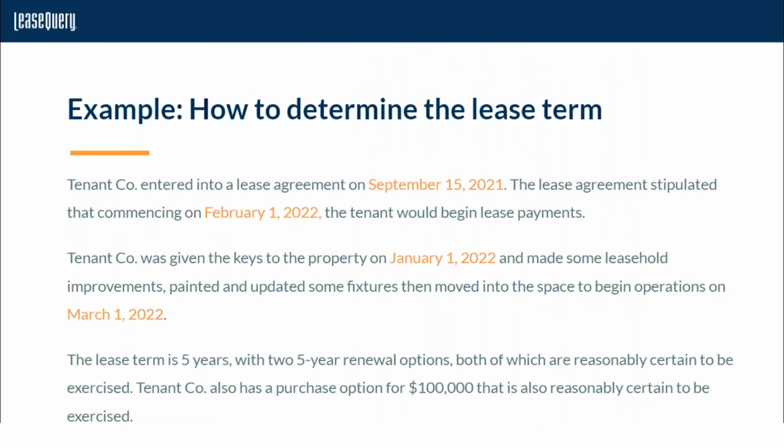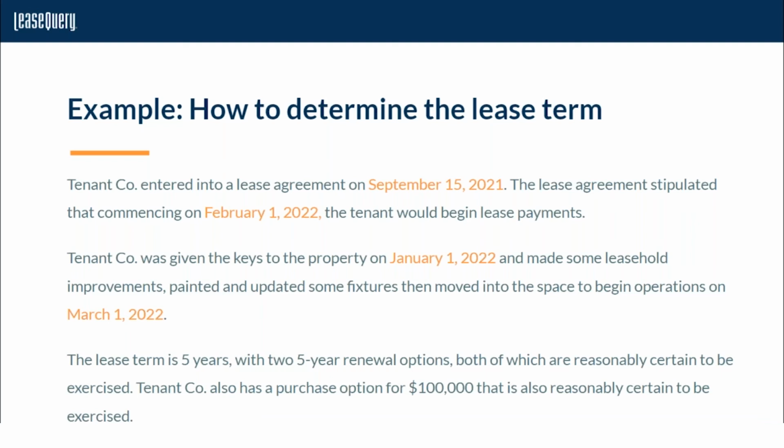So let's apply this new lease term knowledge to determining the lease term for example 3 from the Ultimate Lease Accounting Guide. So how to determine the lease term. Tenneco has entered into a lease agreement on September 15th, 2021. The lease agreement stipulated that commencing on February 1st, 2022, the tenant would begin making lease payments.